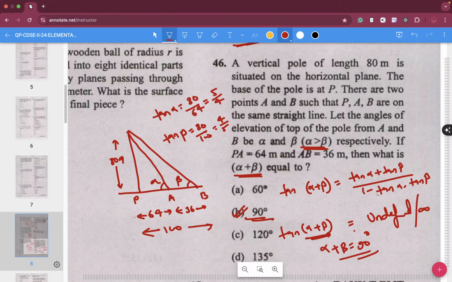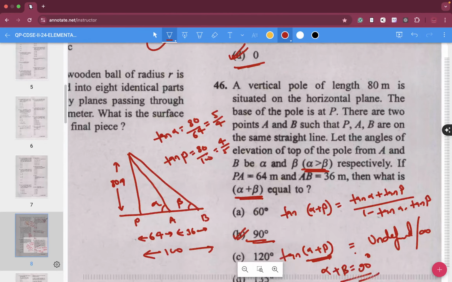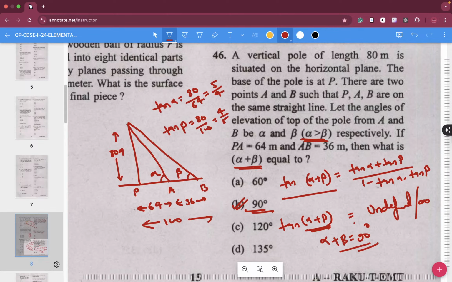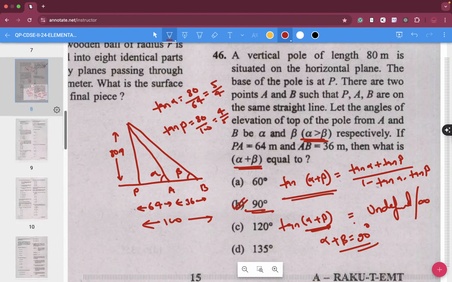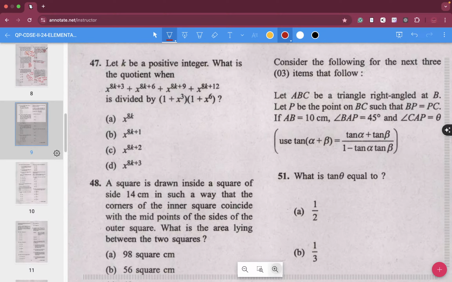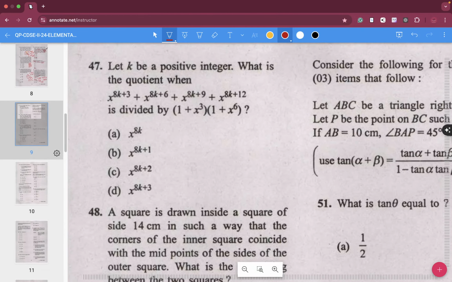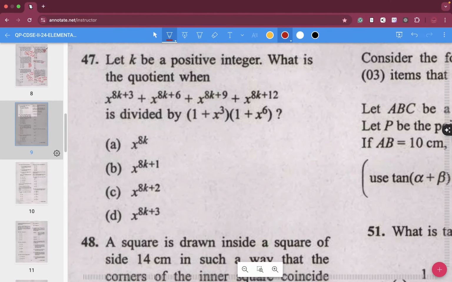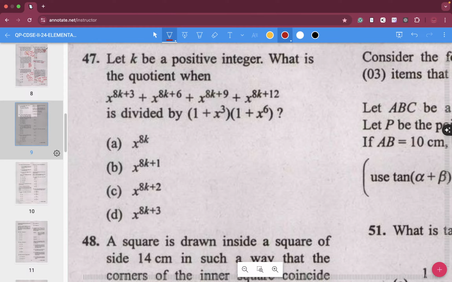Are you able to solve this, understand this? So this is your question number 46, folks. You have to smartly apply tan of alpha plus beta. You might be able to do it in a different way as well, and that way could be slightly easier than this. How about question number 47? Let's just focus only on question number 47, no other question for now.